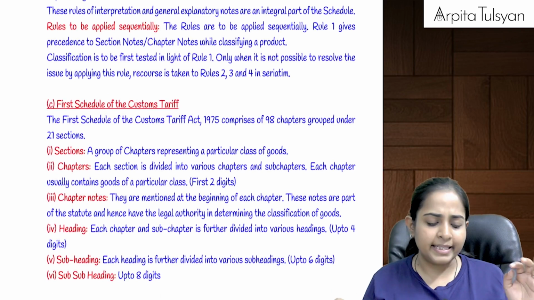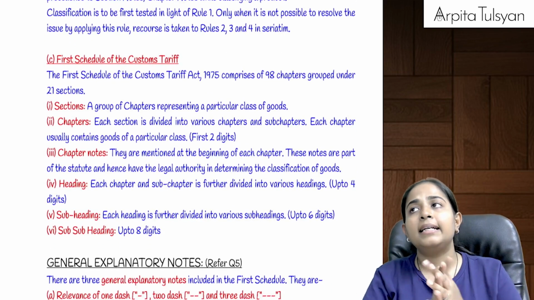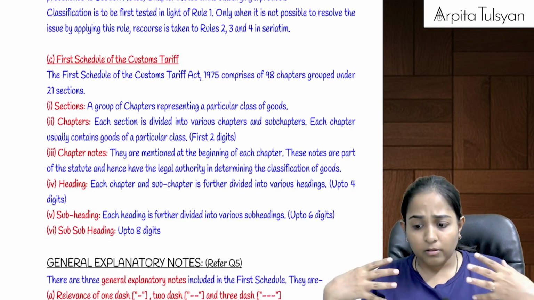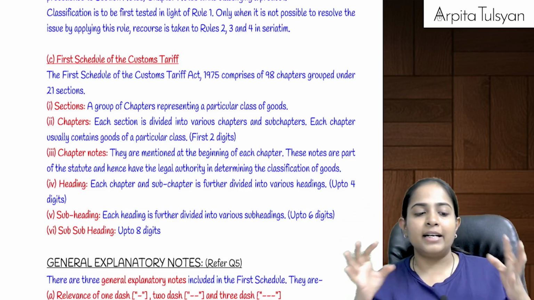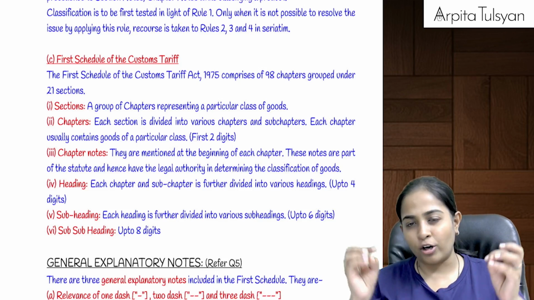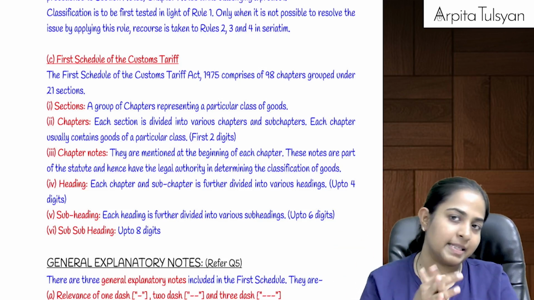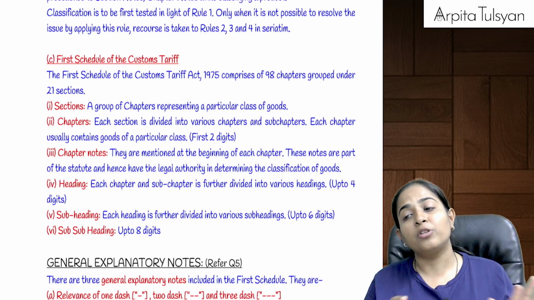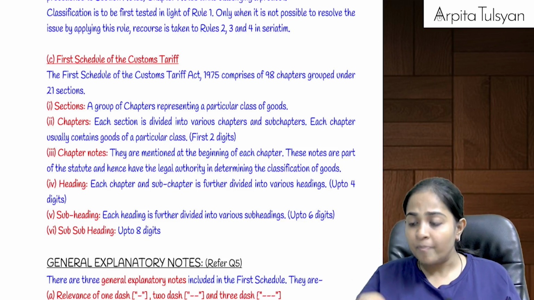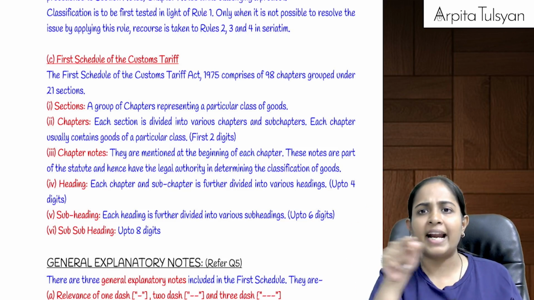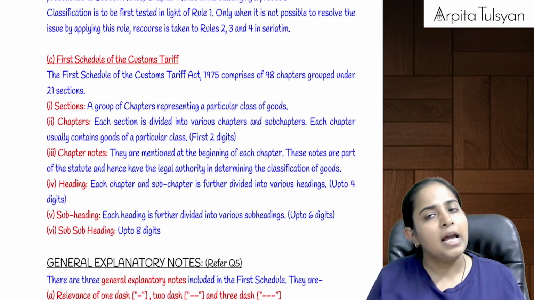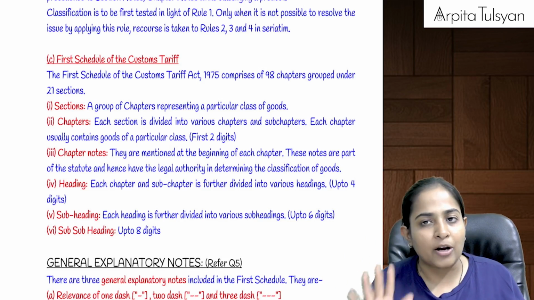Normally, let's say I am dealing in AC remotes. I want to find out what rate of customs duty is applicable on this AC remote. If I go to the first schedule of the Customs Tariff Act and I find an item called AC remote, then I will directly check the rate and adopt that particular rate.